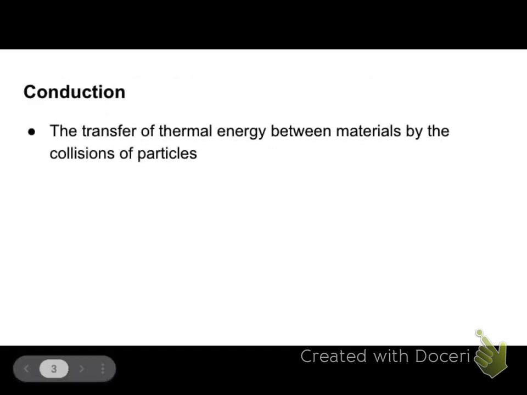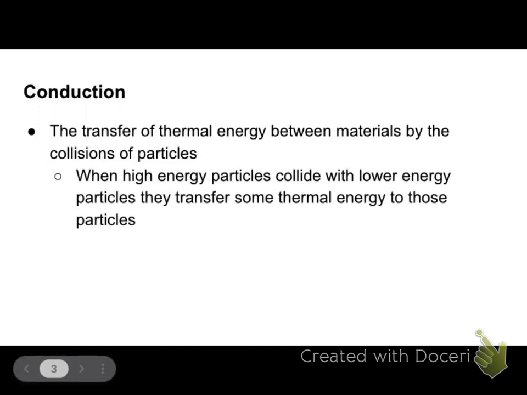Conduction is the next type of thermal energy transfer. This is the transfer of thermal energy between materials by the collision of particles. This requires the materials that energy is passing between to actually be in physical contact with each other. Because in order for my hand to transfer energy by conduction to this tabletop, the particles from my hand have to actually collide with the particles from the tabletop.